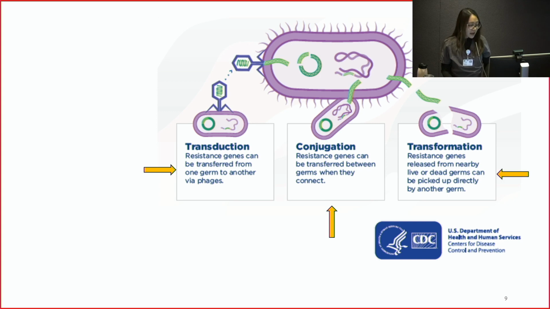They touch each other, and then the gene can be transferred from one to the other. Really smart. And the last one is that the bacteria body, either dying or still alive, releases those resistant genes out into the area, and then other bugs go and grab them, and now they have that resistant gene.